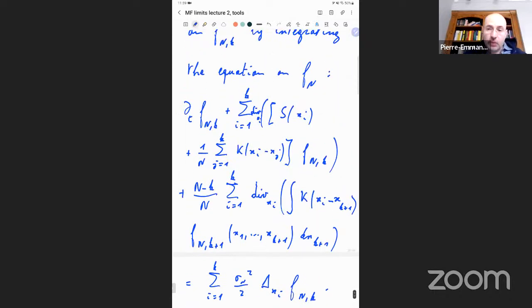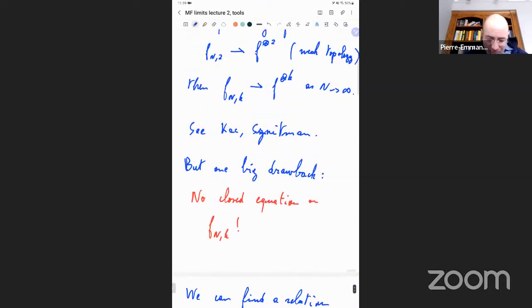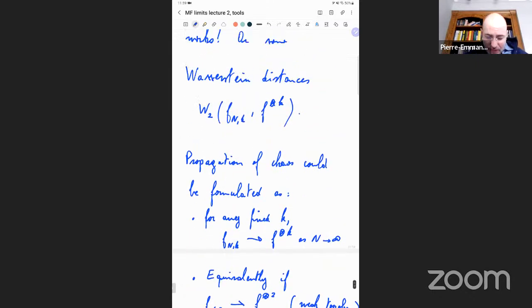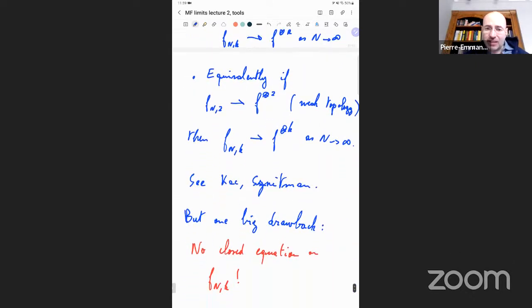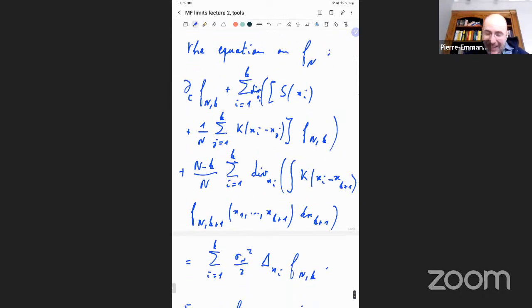Right, so that is the big drawback, because now I would very much like to have some sort of comparison between Fnk and F tensorized k times, but I can't easily get one, because I would have to work with this equation on Fnk, and then this would require a good control of Fnk plus 1. And so I'm pushed back and back and back, right? And that is a huge technical difficulty.